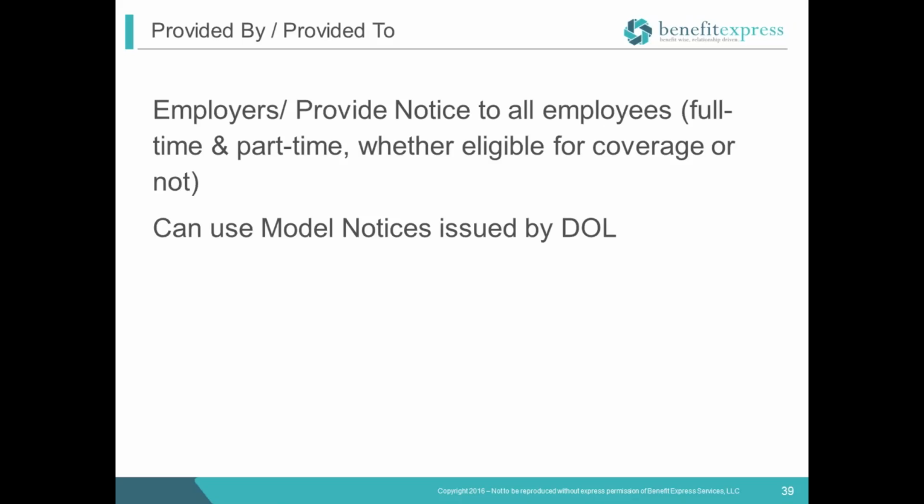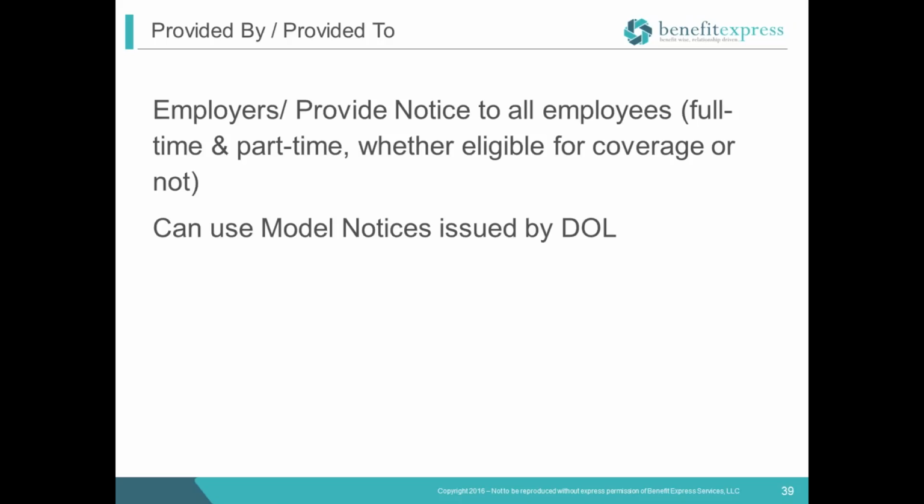Now, employers provide notice to all employees, full-time, part-time, whether they're eligible for coverage or not, and it tells them whether they're eligible for coverage or not. You use the model notices that are provided by the DOL, and you have to be very careful because they change them, so you have to look at the bottom of the form, and it tells you when it expires. You have to go online to get a new form because they fiddle with the forms every so often and change words here and there. So you just have to make sure the form you're using is current, and look at the effective date on the bottom to see when it expires, and it will let you know that.